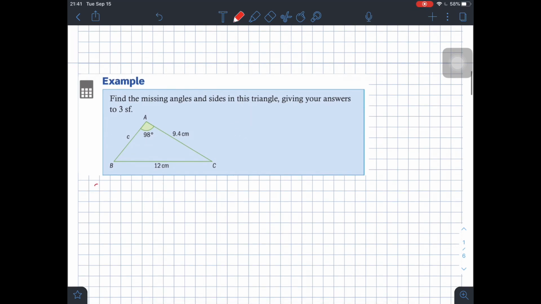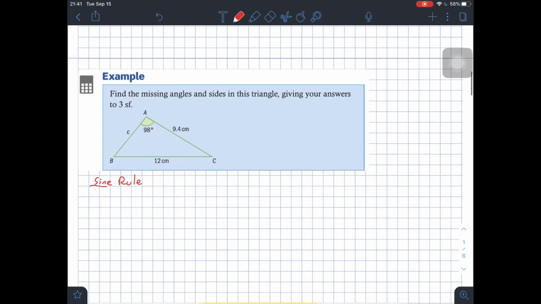I'm going to apply the sine rule formula. So the sine rule says that A over sine of A, so 12, which is side A, over sine of 98 degrees must be equal to B, which is 9.4, over sine of angle B. So with this, I can solve for B, find the angle B.